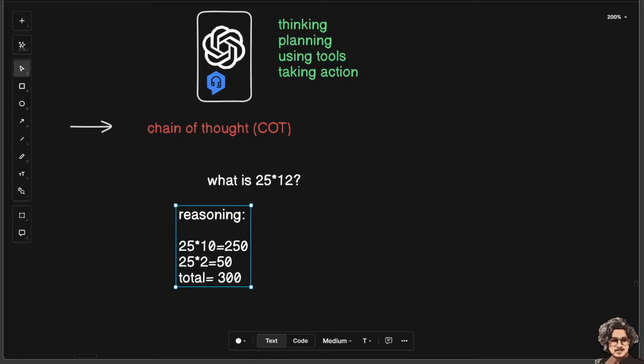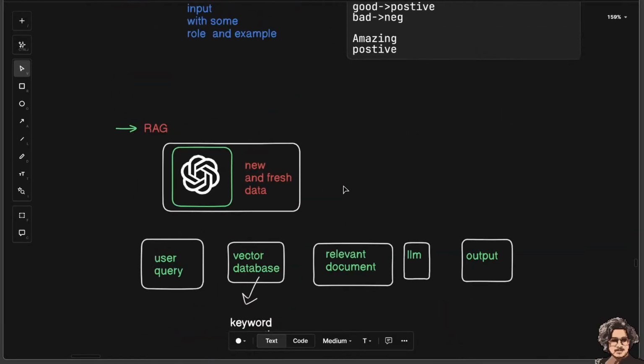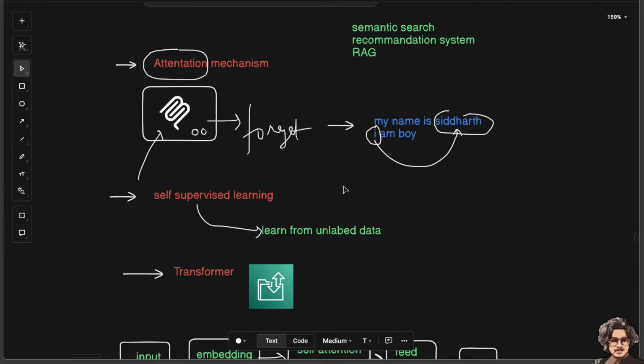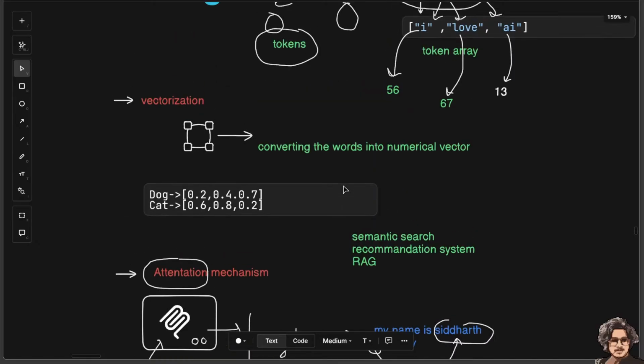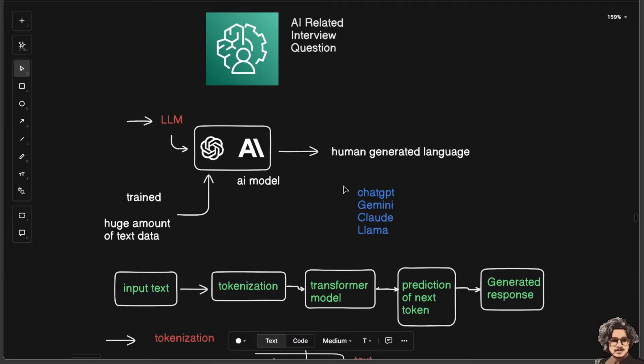And the last question: what is quantization? It means reducing the model precision, converting from 32-bit to 8-bit, giving a smaller model, faster inference, and lower memory usage. This is known as quantization. So these are some important AI terms that we have to understand before jumping into AI engineering. This will help in the future for AI-related interviews.